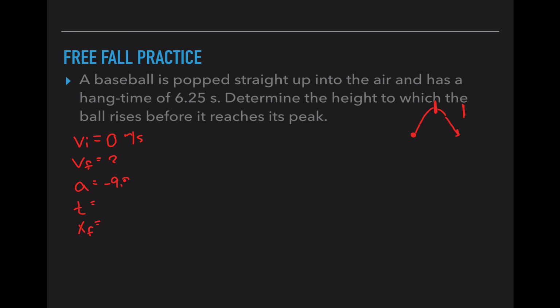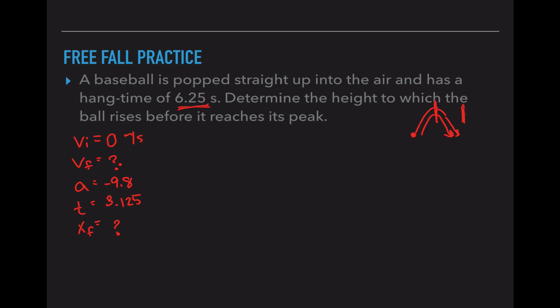My A is negative 9.8. My time, they give me a whole hang time of 6.25 seconds. So in order for us to use that time wisely, we need to do something with it. 6.25 is this entire path. So if we ignore air resistance, we can assume that the time for just the second half of this path that we are looking at is half of that value. So my time is actually 3.125. And my other unknown variable is XF. I can pretend that XI is 0 because it's being hit from as close to the ground as possible.